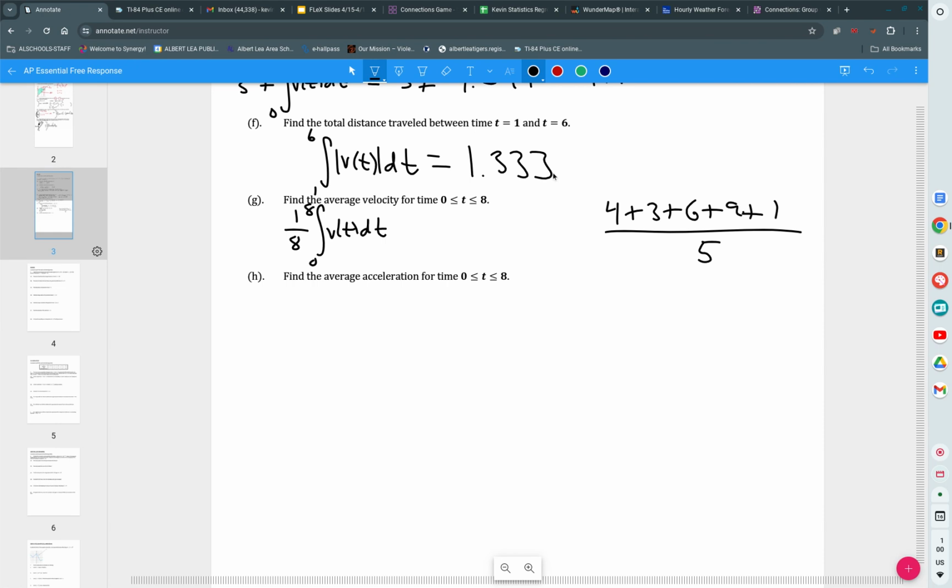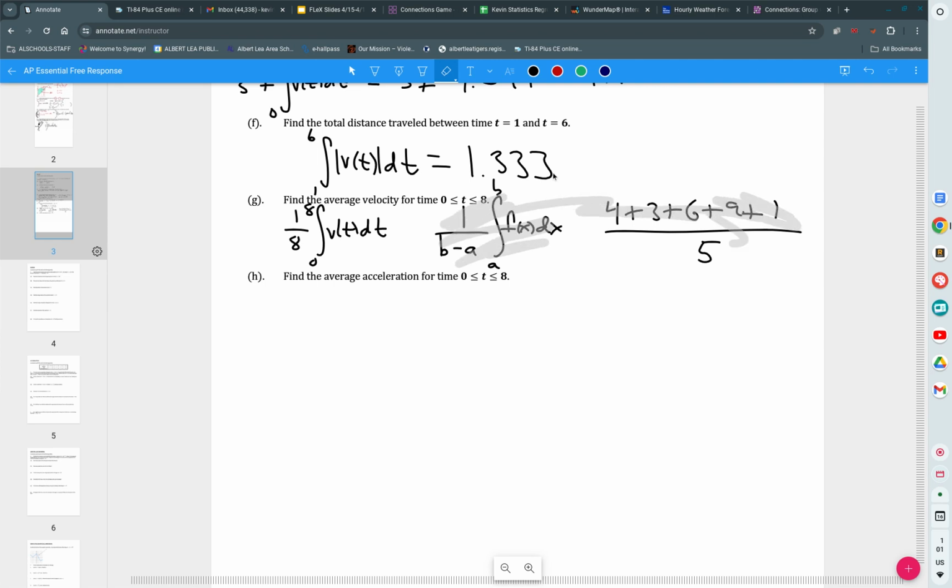Wait, so what's the rule, I guess? The rule is 1 over b minus a times the integral from a to b of f of x dx. That's the rule. So you have to look at the width of the interval, which is 8 units, and divide by that. Okay, so we've got that piece.